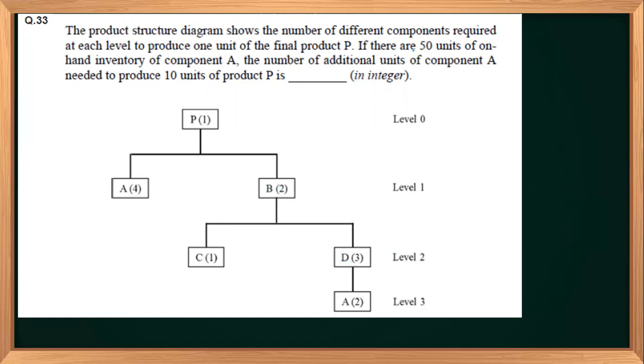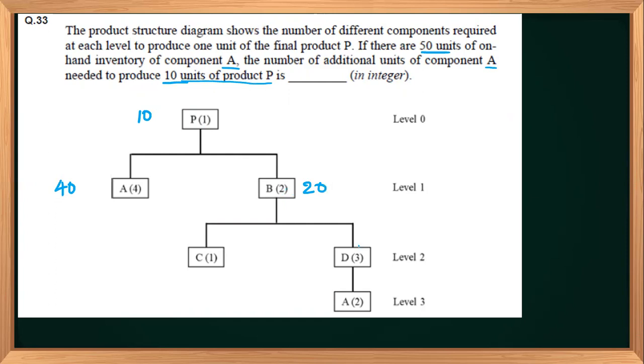Now it is saying that I have 50 units of component A as inventory in my hand. So the question is, the number of additional units of component A needed to produce 10 units of P. So here I have to produce 10 units of P. Suppose I want to produce 10 units of P, how many units of A will be required? 40 units of A will be directly required, right? How many units of B will be required? This is 2, so 20 units of B will be required, right?